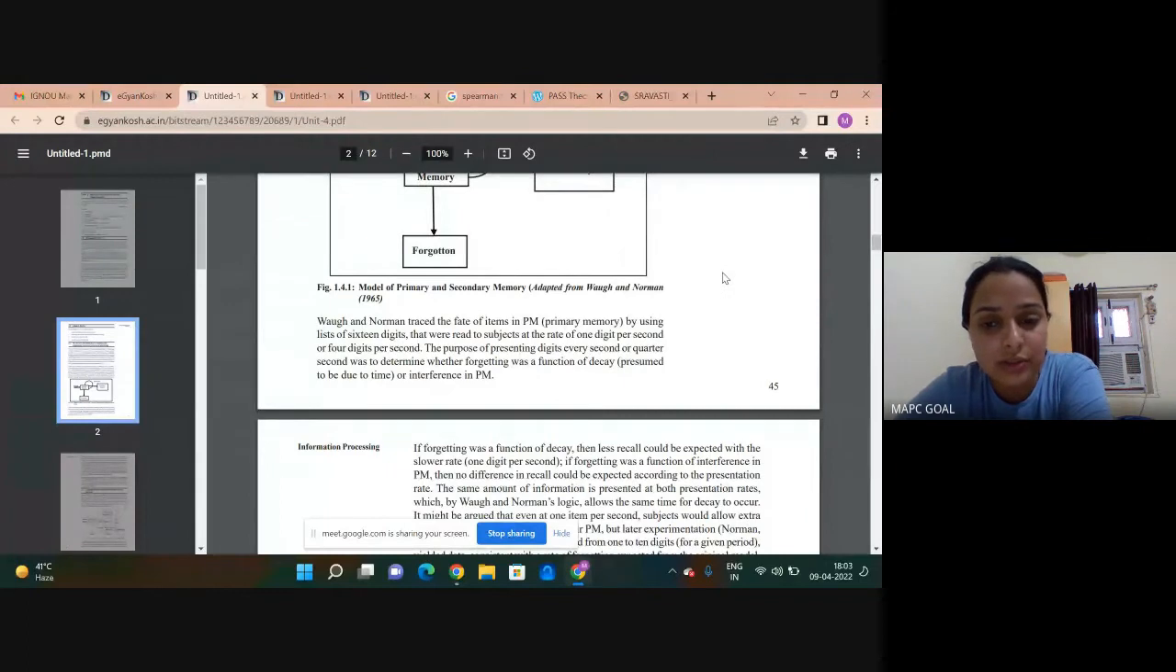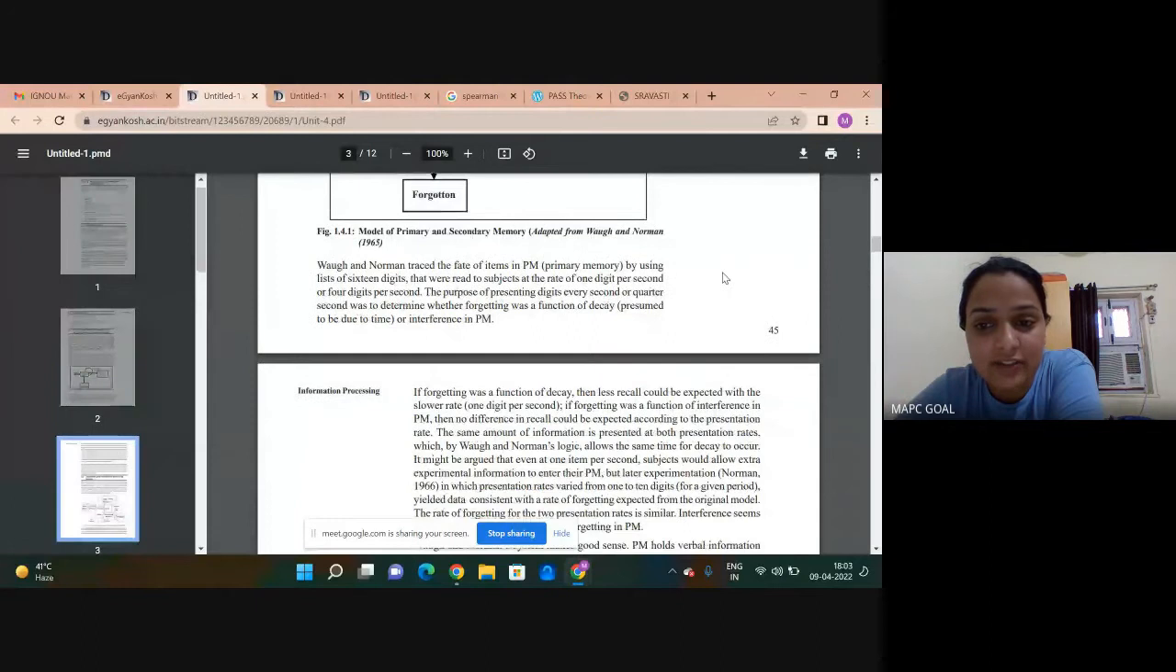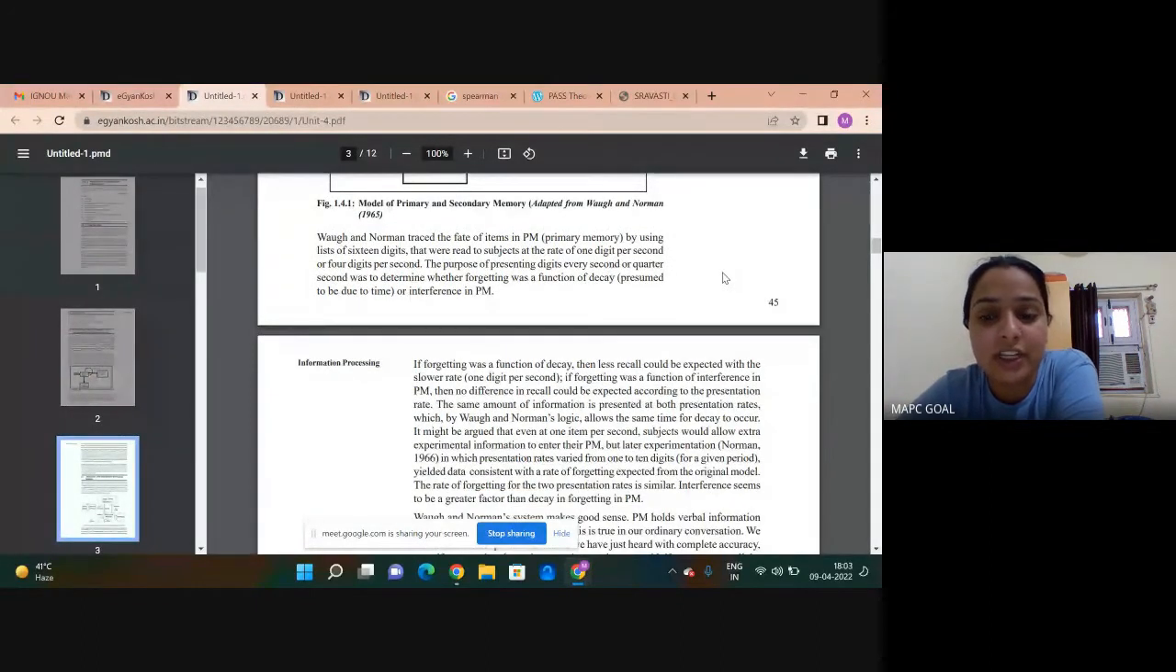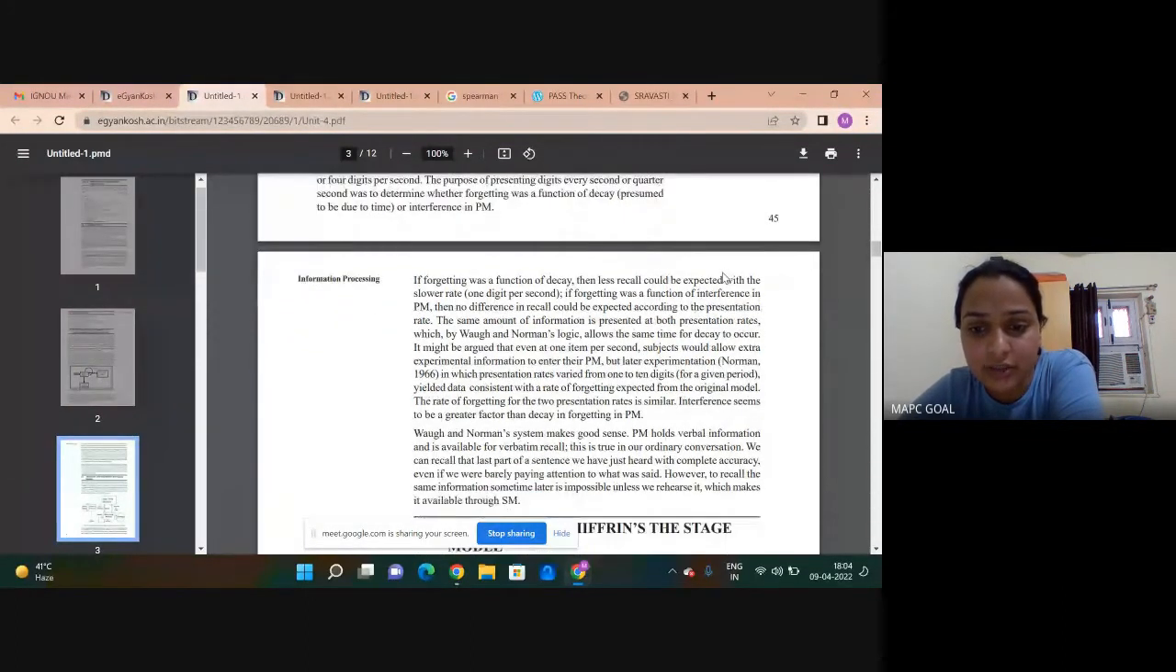Now, how were they able to explain this? They traced the fate of items in PM, primary memory, by using lists of 16 digits that were read to subjects at the rate of 1 digit per second, or 4 digits per second. The purpose of presenting digits every second or quarter second was to determine whether forgetting was a function of decay or interference in primary memory. So they wanted to understand, do we forget because of interference, or because we don't want to remember?